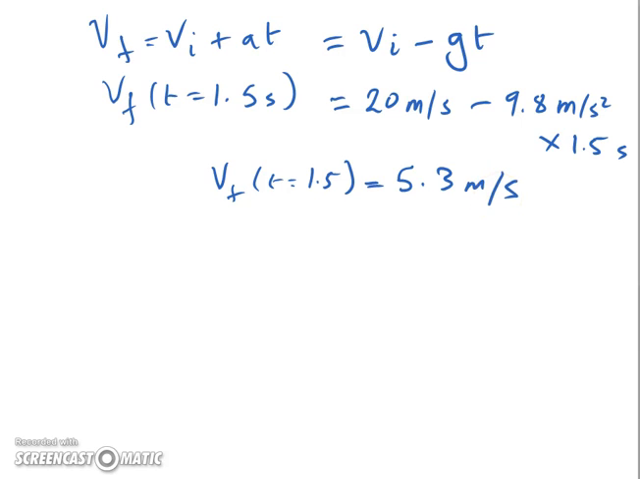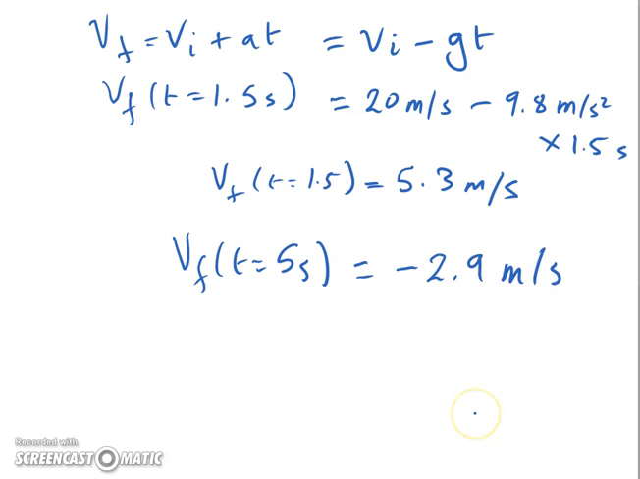And clearly we can calculate the other time in precisely the same way. If we substitute in 5 seconds instead of 1.5 seconds, we will find the final velocity corresponding to t equals 5 seconds, and numerically we'll find that that is minus 2.9 meters per second. So after 5 seconds, that tells us that the ball is traveling in the downwards direction.